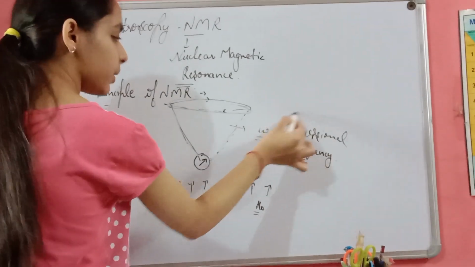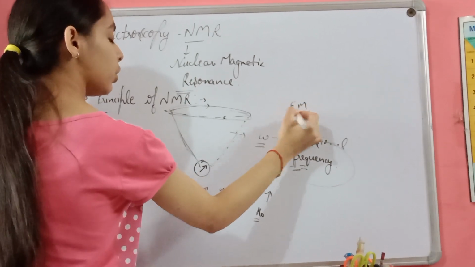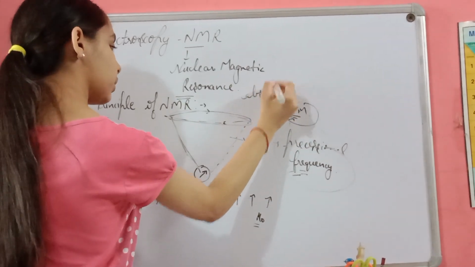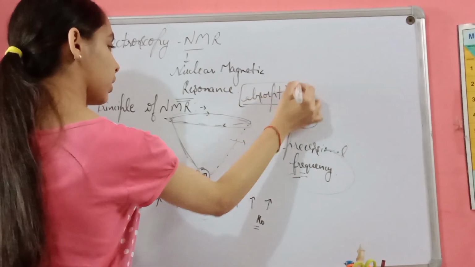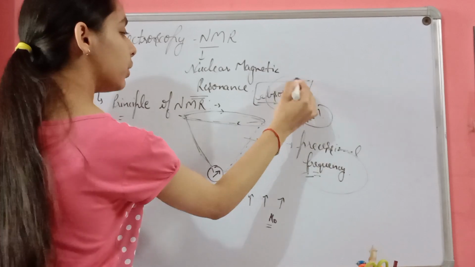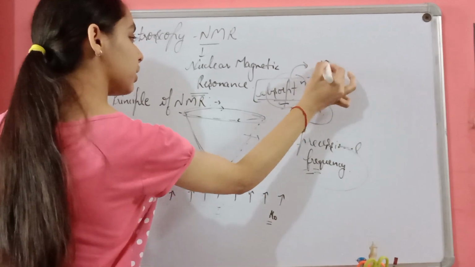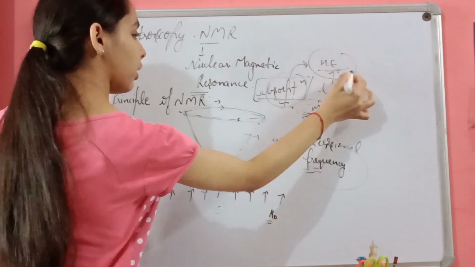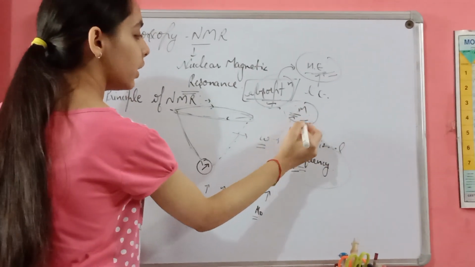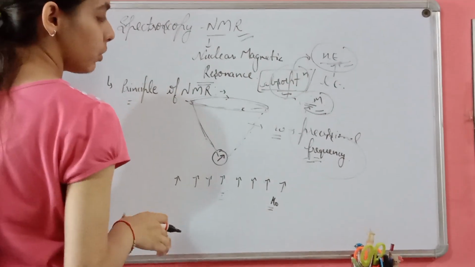Now when this precessional frequency is equal to the frequency of the electromagnetic radiation to which the substance is irradiated, then absorption takes place. At this point of time, the nucleus changes its state from lower energy to higher energy. The nucleus and the electromagnetic radiation are in resonance with each other, and hence the phenomenon is known as NMR, that is nuclear magnetic resonance.